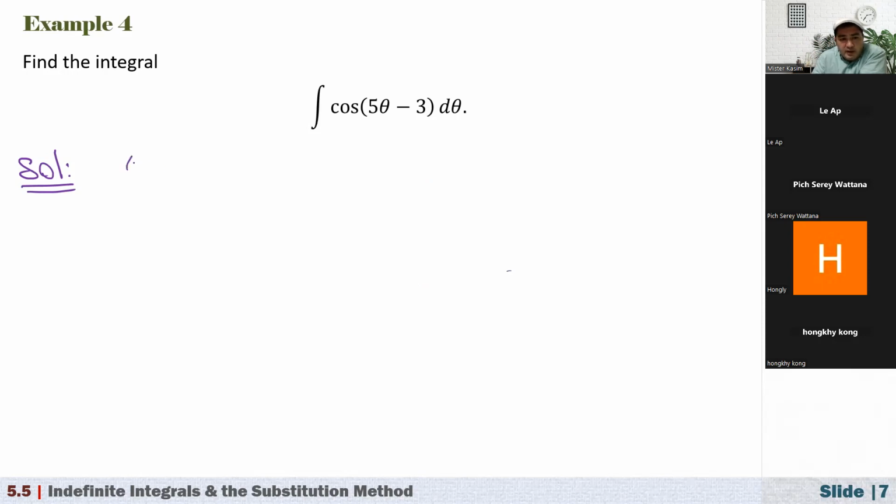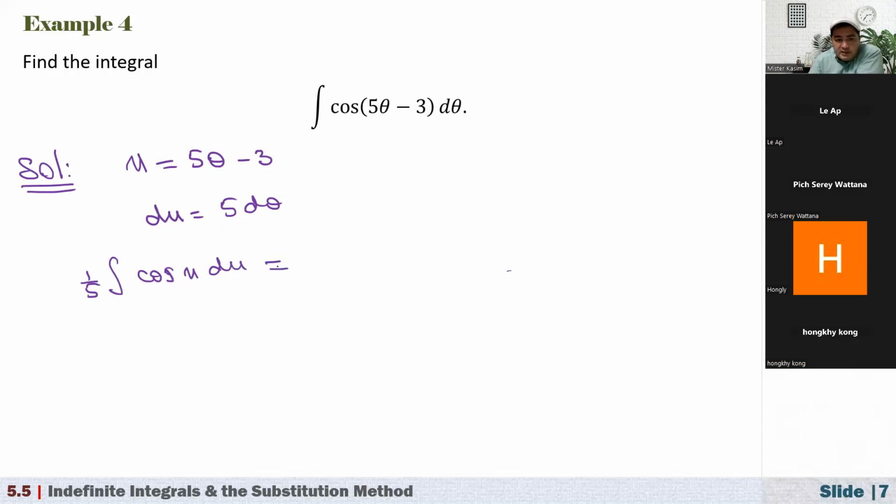Now, immediately I can introduce this new variable u. Let's say that u is equal to 5 theta minus 3, right? And what is the differential of u? That is 5 times d theta, right? So that means that instead of d theta, we can write 1 over 5 du. So now if I rewrite our integral, the cosine of 5 theta minus 3 is the cosine of u, and for d theta, I can write 1 over 5 du.